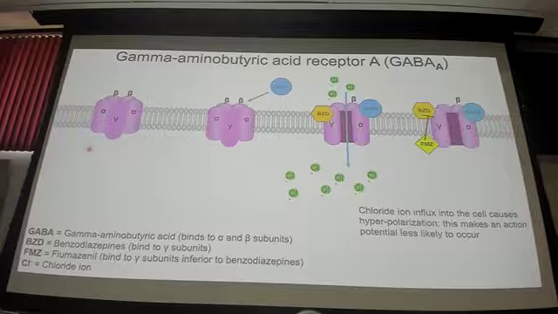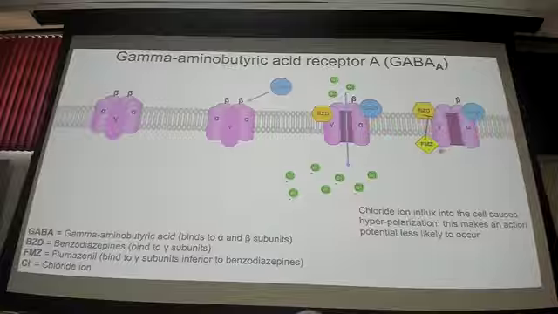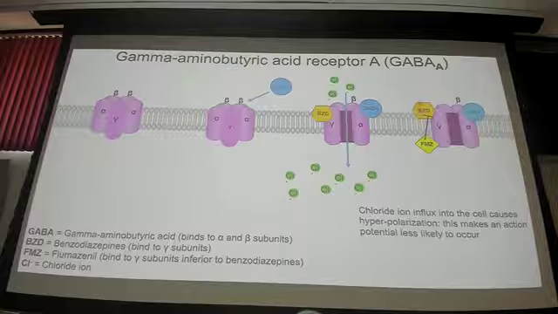Here is a diagram of the transmembrane subunits, 2 beta, 2 alpha, 1 gamma. GABA binds between the alpha and beta subunit, causing the influx of chloride ions, which causes hyperpolarization. You also have benzodiazepines, which bind to the gamma subunit, and flumazenil, which is a benzodiazepine antagonist. It also binds to the gamma subunit, but it binds to an allosteric site that the benzodiazepines bind. All right.